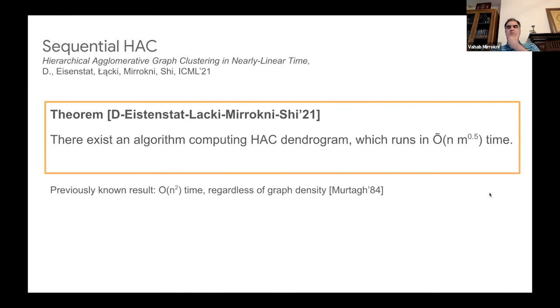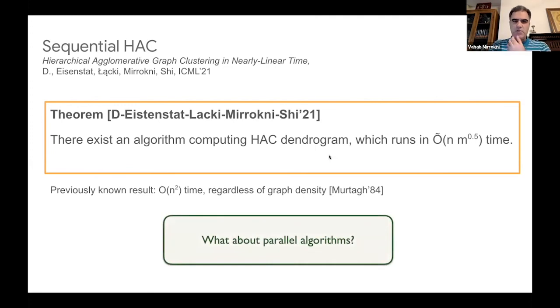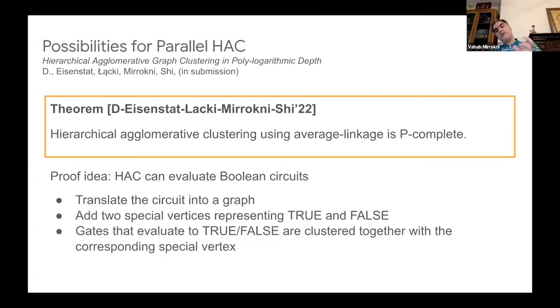So what we first observed is that, in order to develop a good parallel algorithm, we have to develop a good linear time, total work algorithm. So we developed an O(n·m^(1/2)) time algorithm for average linkage hack, and we have reasons to believe that this is actually optimal. Now the question is, can we develop a parallel algorithm? We first observed that the hack problem itself is P-complete.